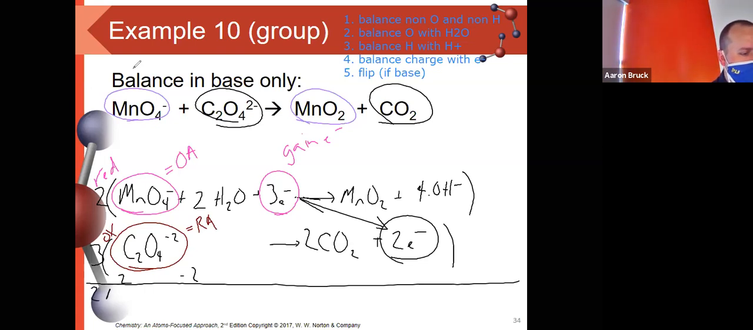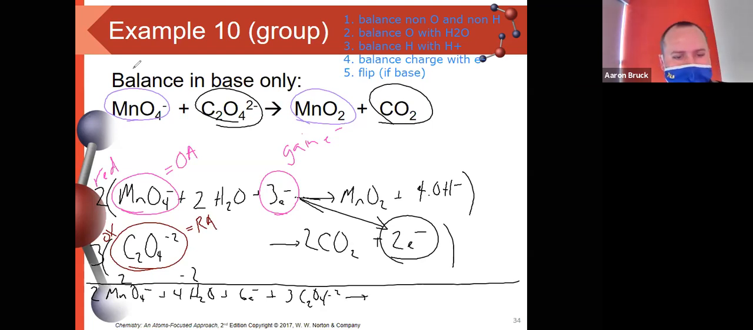2 permanganate plus 4 waters plus 6 electrons and 3 oxalates make 2 manganese 4 oxides, 8 hydroxides, 6 carbon dioxides, and 6 electrons.